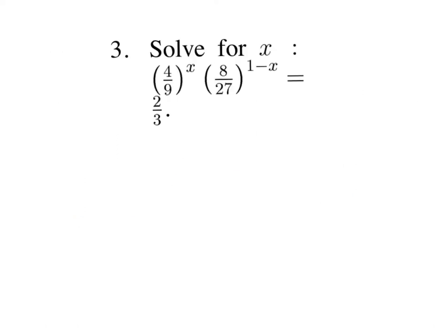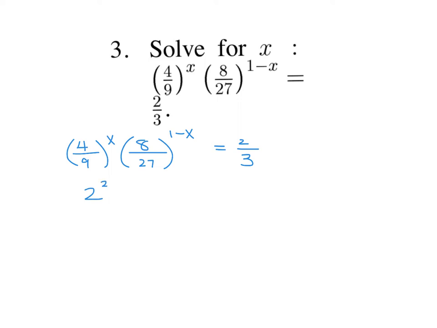Solve for x the following equation. 4 over 9 to the power of x times 8 over 27 to the power of 1 minus x is equal to 2/3. Well, I think just by looking at this immediately, we're going to have to get the same numbers in terms of numerator and denominator. And I have a hunch that that is going to be 2 on the numerator and 3 on the denominator, since that's what you have on that side. Okay, I don't think that'll be that hard.